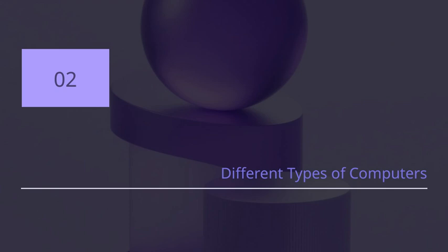We also have supercomputers, which are incredibly powerful machines used for complex calculations, scientific simulations, and data analysis. These are typically found in research institutions and large organizations. Lastly, there are embedded systems. These are specialized computers embedded within other devices, like microwave ovens, cars, or medical equipment, performing specific functions reliably.